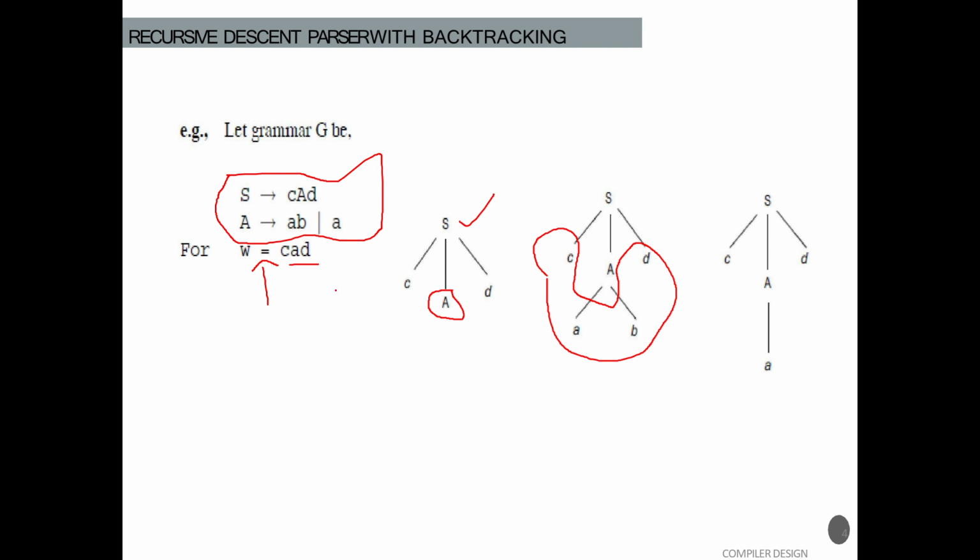But the input string that is given is W equals CAD. So we need to backtrack and replace the production A tends to AB by A tends to A. Instead of applying A tends to AB, we apply the production A tends to A. Now we get our input string CAD. This is a recursive descent parser with backtracking.